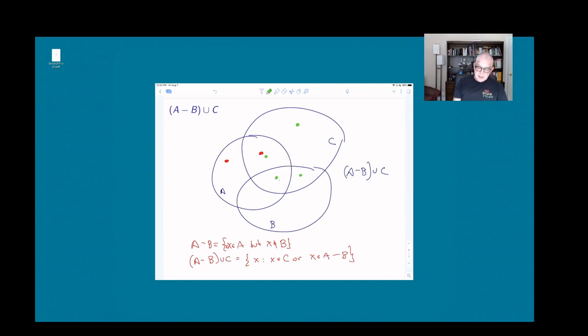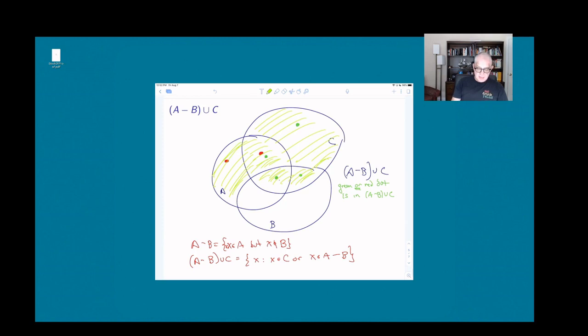But now we're interested in the union. So if you have a green or red dot, because the union sign means either. So in the last example, you needed to have both dots to be in. Here you just need to have one dot or the other. So A union B intersect C is this region here and this region here and this region here and this region up there.